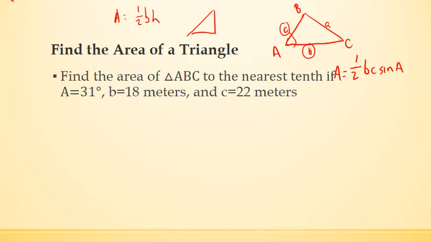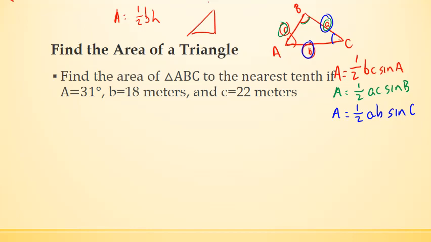And that would be true if, let's say, for instance, we knew angle B and side C and side A. Well, then the area of the triangle is 1/2 AC times the sine of B. Let's just take it one step further. Let's say we know angle C and we know side B and side A. Well, then the area is going to be 1/2 AB sine of C.